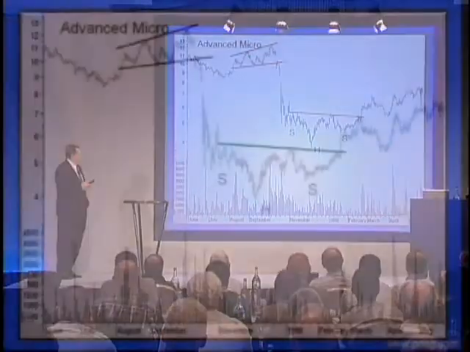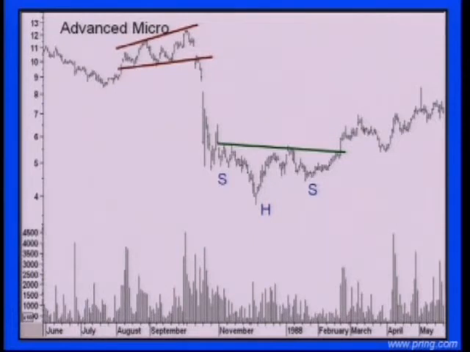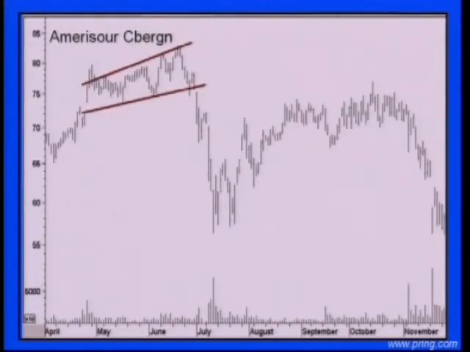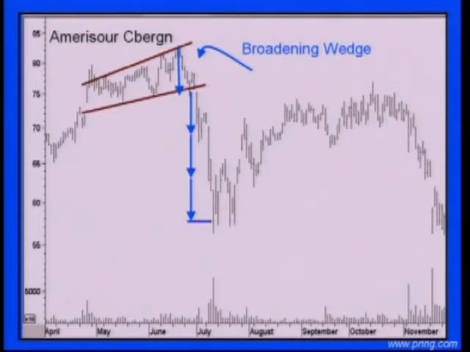And that's followed by a reverse head and shoulders. But you can see the kind of dramatic declines that can take place in these broadening patterns. One more example just here. And again, a pretty dramatic decline, far exceeding the minimum downside price objective.